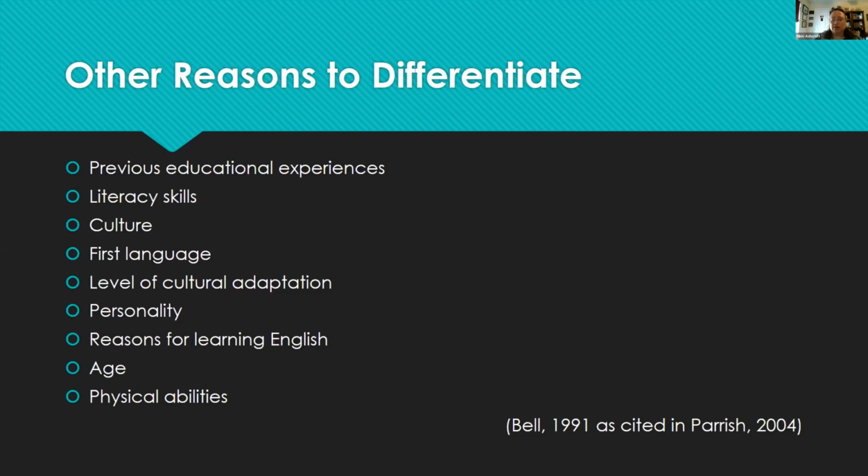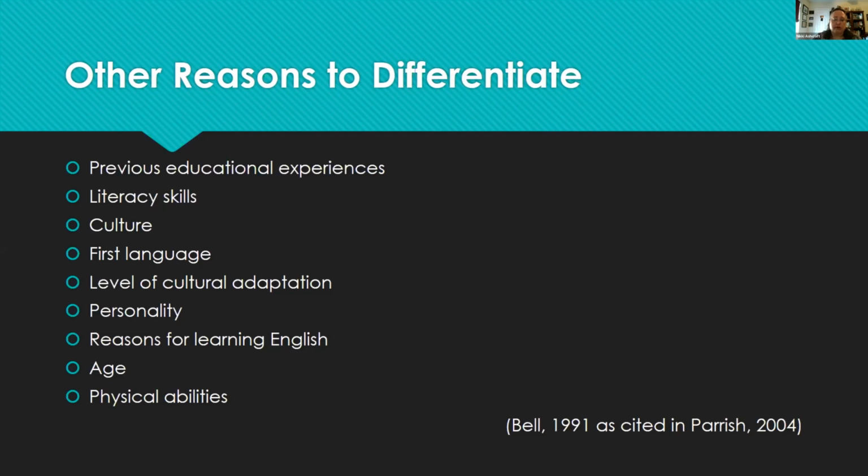You might have some younger students that have just graduated from high school, or they're young adults, and up to senior citizens. And this also relates to the reasons for learning English. Those younger students might be very concerned about getting a job, whereas for the older students, if they're already retired, that's not going to be their motivator.